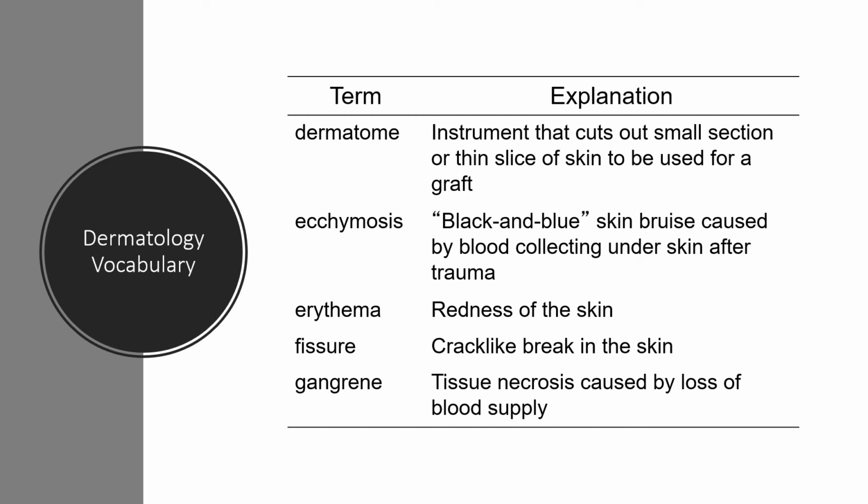Erythema is the redness of the skin. Fissure is a crack-like break in the skin. And gangrene is tissue necrosis caused by a loss of blood supply.